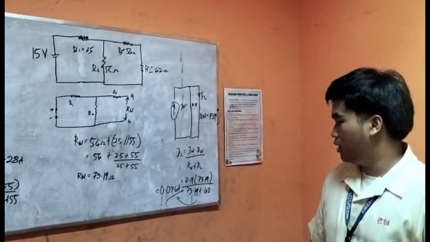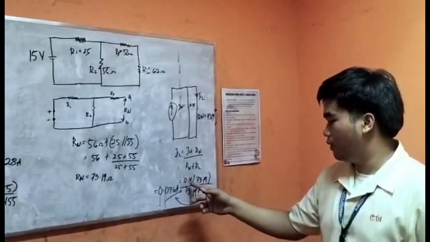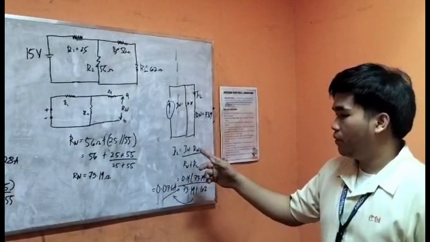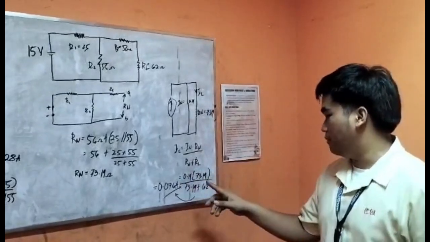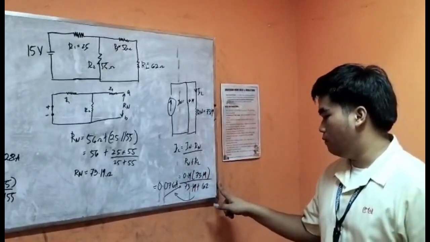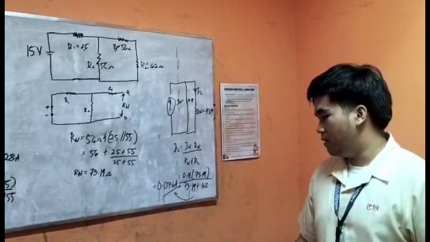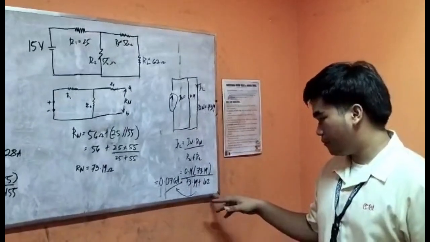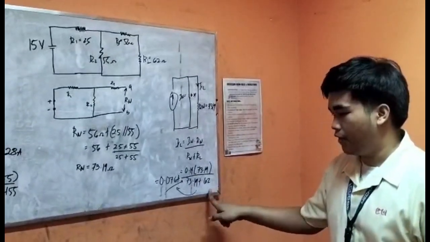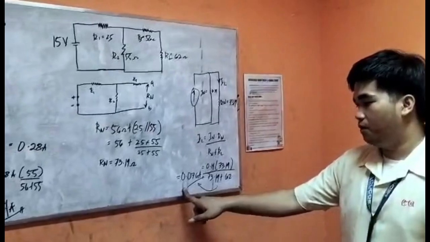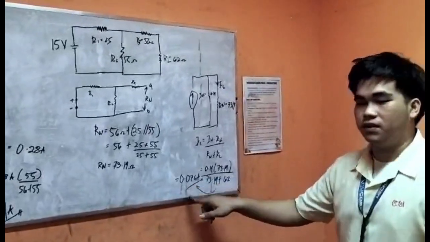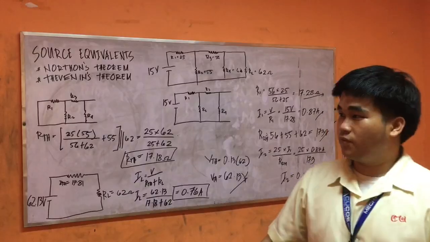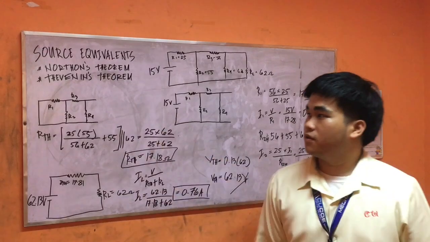So substitute the given. We have 0.14 amperes times 73.19 ohms over 73.19 plus 62 ohms. So our final answer is 0.076 amperes. Next, we have to solve the Thevenin's theorem.